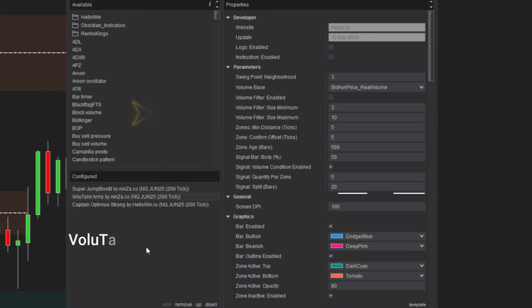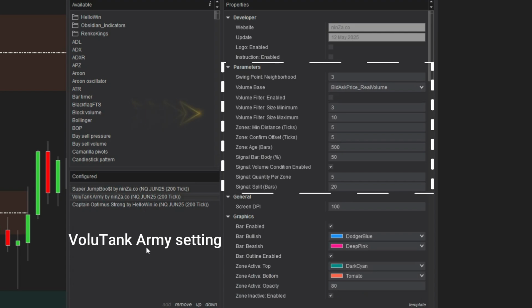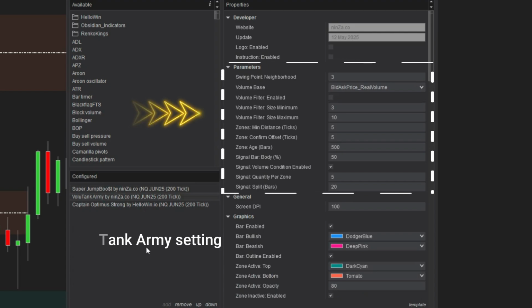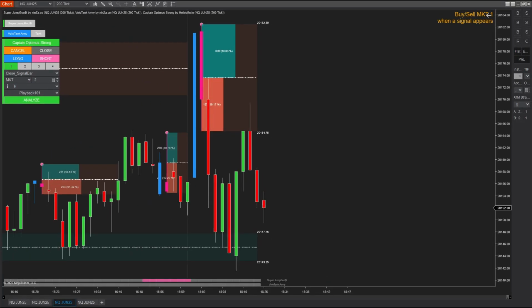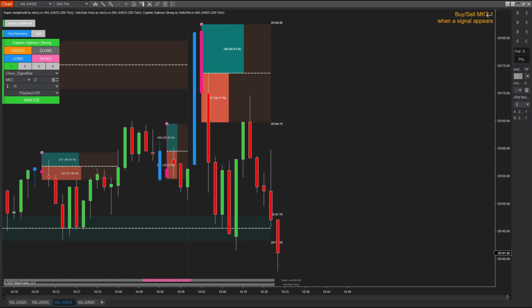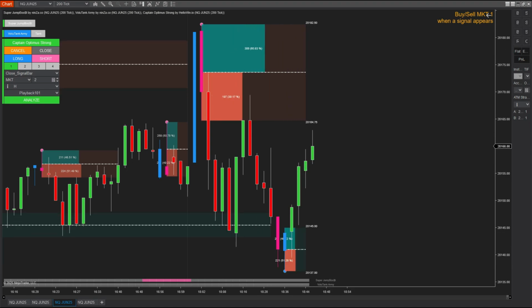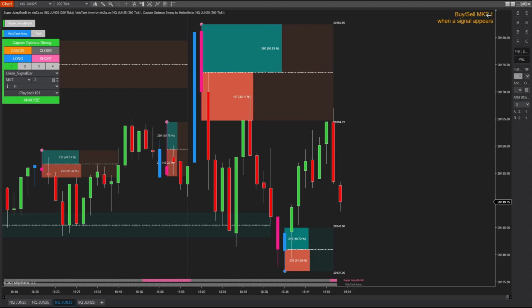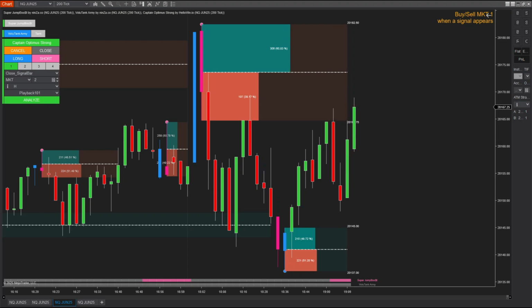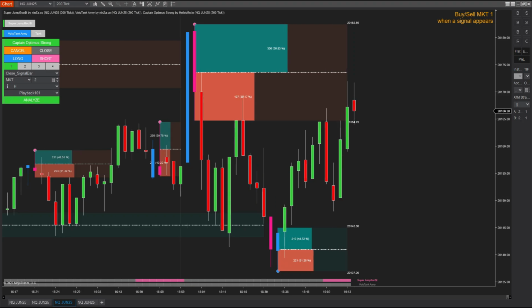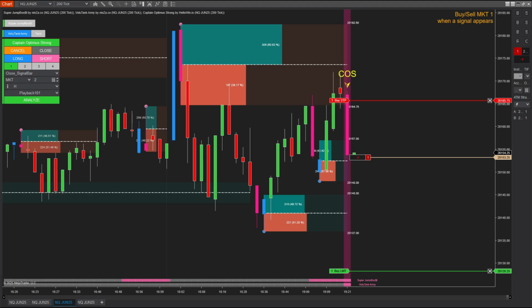Two, manual signal, discretionary mode. For this mode, I enable volume condition in VoluTank Army, meaning only buy if buy volume is bigger than sell volume within the demand zone. Only sell if sell volume is bigger than buy volume within the supply zone. By combining both signal types, I gain the flexibility to balance automation and manual control depending on the trade context.